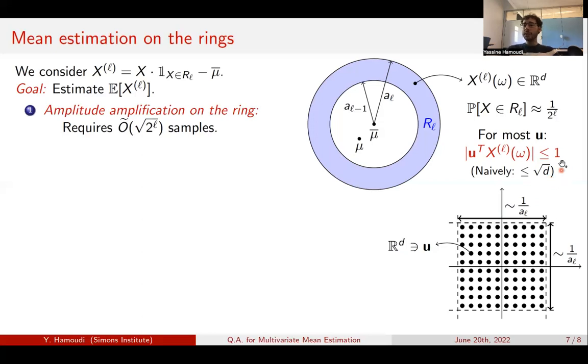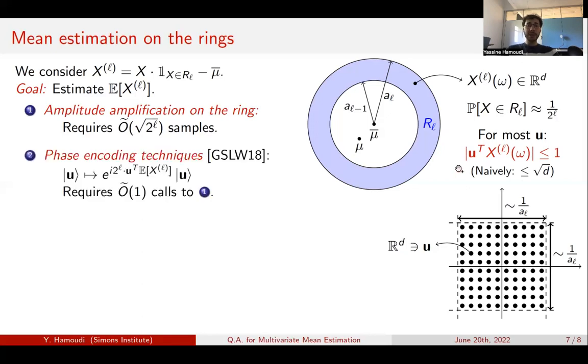And now the reason this property is interesting is because, since it is at most 1, we can encode this value as the amplitude of a quantum state without having to renormalize it. And we use this property to construct something which is called a phase oracle.